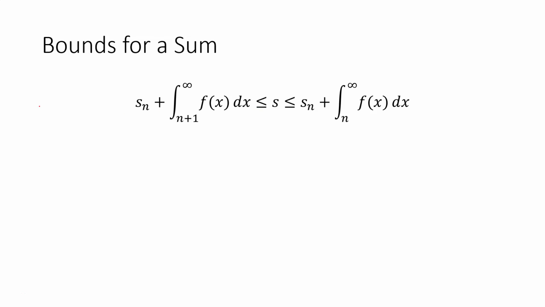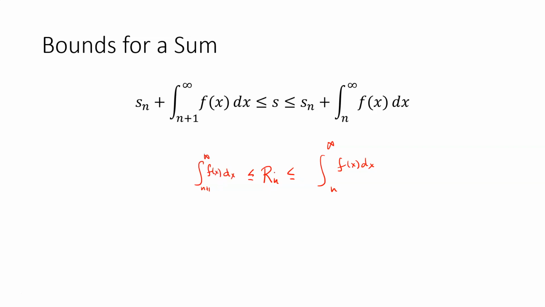Now, one final thing to consider is how we can use that previous theorem for estimating the error, or the remainder, to approximate the sum of the series. So we had previously that Rn was somewhere between the integral from n to infinity on the upper end and the integral from n plus 1 to infinity on the lower end.